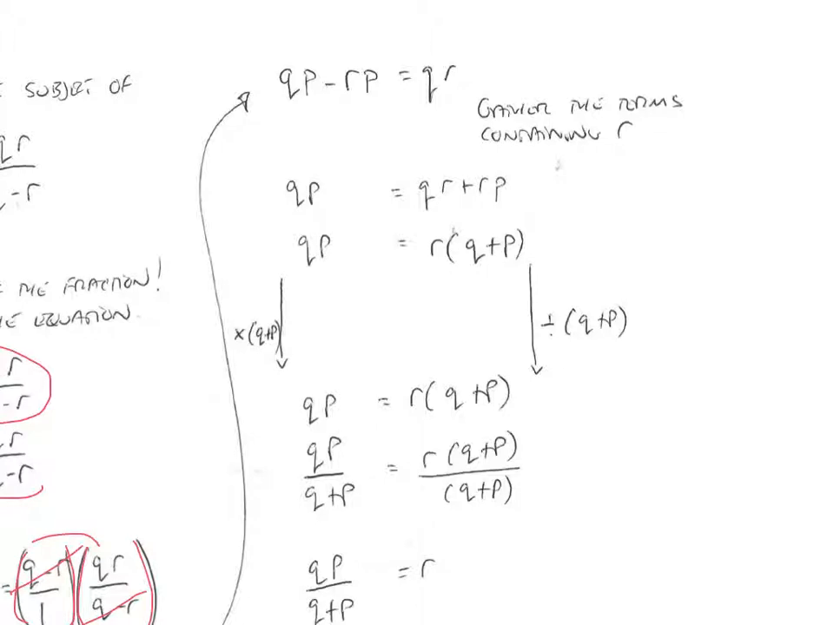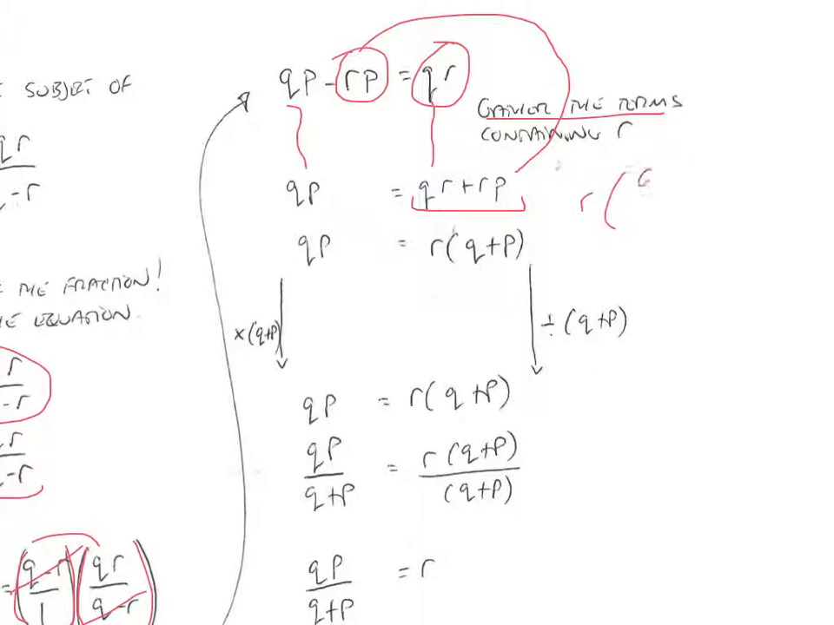Okay, and how will we do that? Well, the first thing to do is to gather the terms containing R. That's this term and this term here. So we'll rewrite this as QP equals this term plus this term which comes over the bridge. Then we'll factorize R out of these two terms because R is the highest common factor, so that's the same as saying R into QR over R plus RP over R. And the R's will cancel, so we'll end up with R times Q plus P.